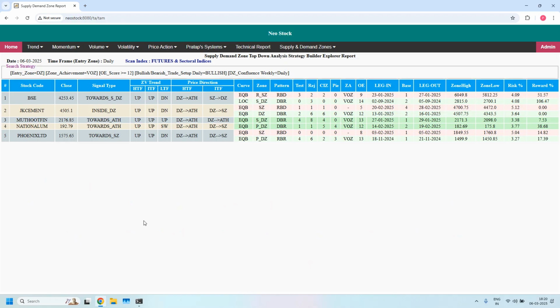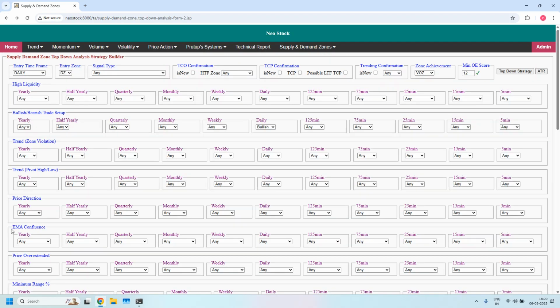And in these 5 stocks, these daily demand zones are overlapped with weekly demand zones. And the weekly trend is up in all these stocks. So if daily is part of weekly, and the weekly demand zone has weekly EMA confluence, then these daily demand zones might have an even higher probability of success. Let's verify. Let's set that filter.